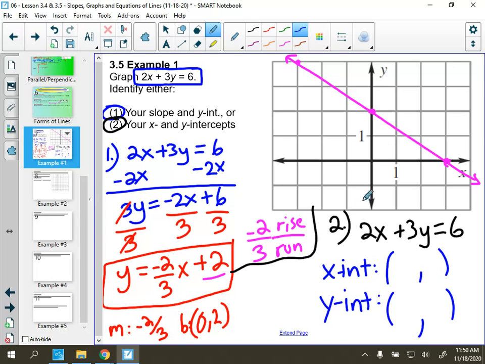What's true about every y-intercept? Every y-intercept on the face of the Earth, on a coordinate plane, has an x coordinate of 0, 0 something. So what does that mean? Well, it means that if I substitute a 0 in for x, what happens if a 0 goes in here? It would kill this term. 0 times 2 is 0. 0 goes in for x, and I solve for whatever's left. That's going to be my y-intercept.